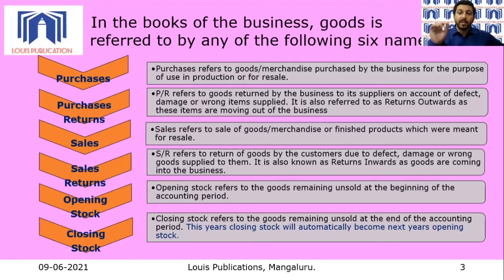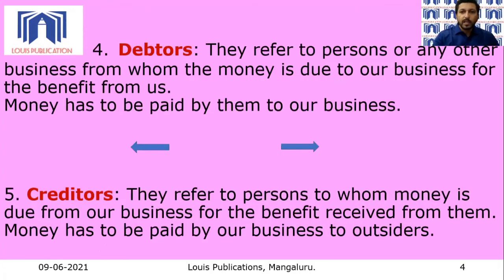So we don't have an account called goods account. Rather, goods accounts are referred to in the subject through the purchases account, purchases returns account, sales account, sales returns account, opening stock account, and closing stock account. So this is about goods and the 6 different names through which it is identified in the books of accounts. Let's move to the next item.